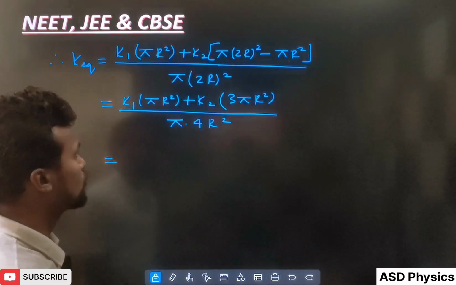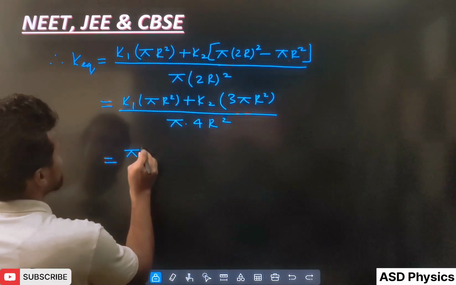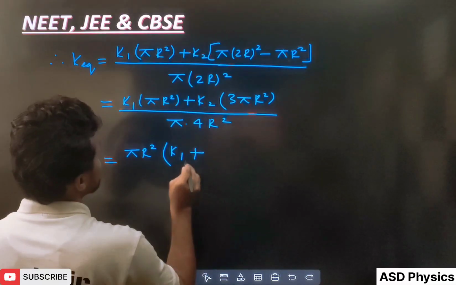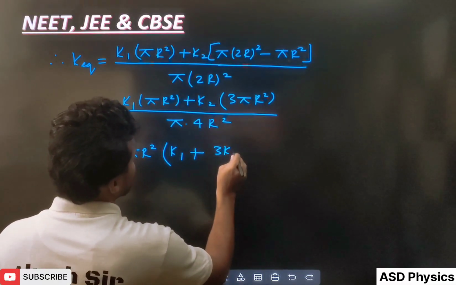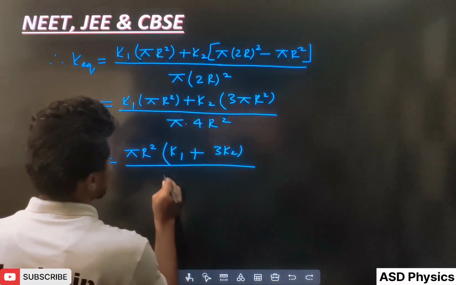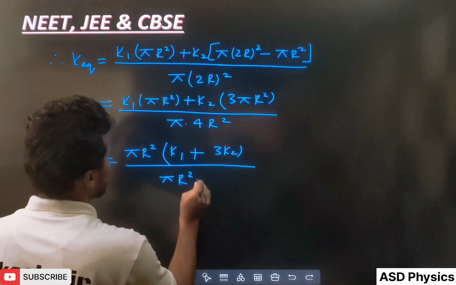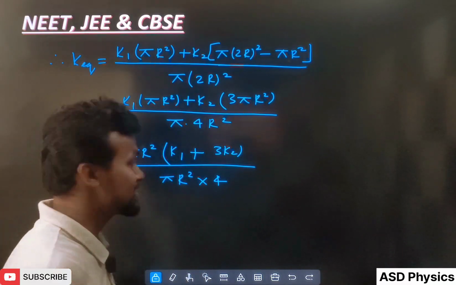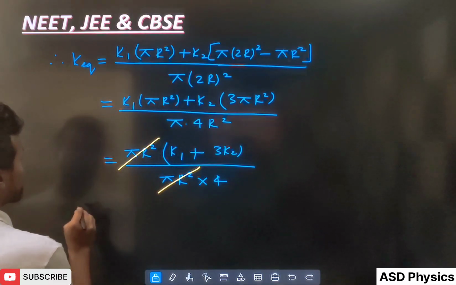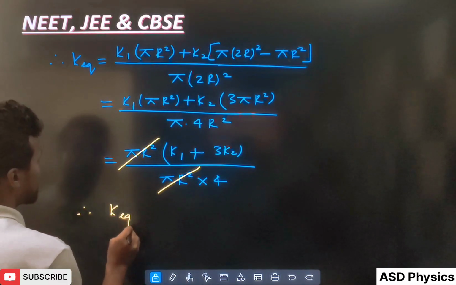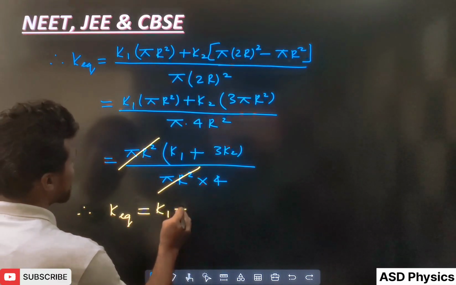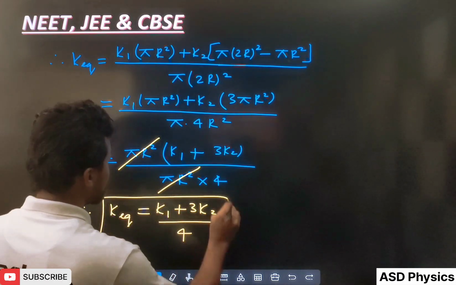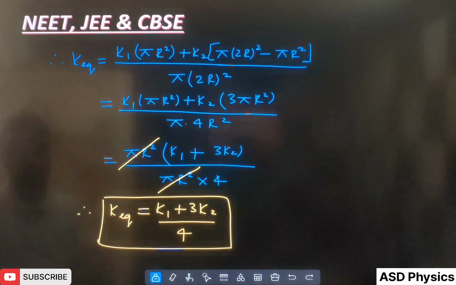So what can we take common? Let's take pi R square common. When I take pi R square common, we have K1 plus 3K2, divided by pi R square into 4. Now pi R square cancels. That means the K equivalent value coming here is K1 plus 3K2 by 4. This is the equivalent thermal conductivity.